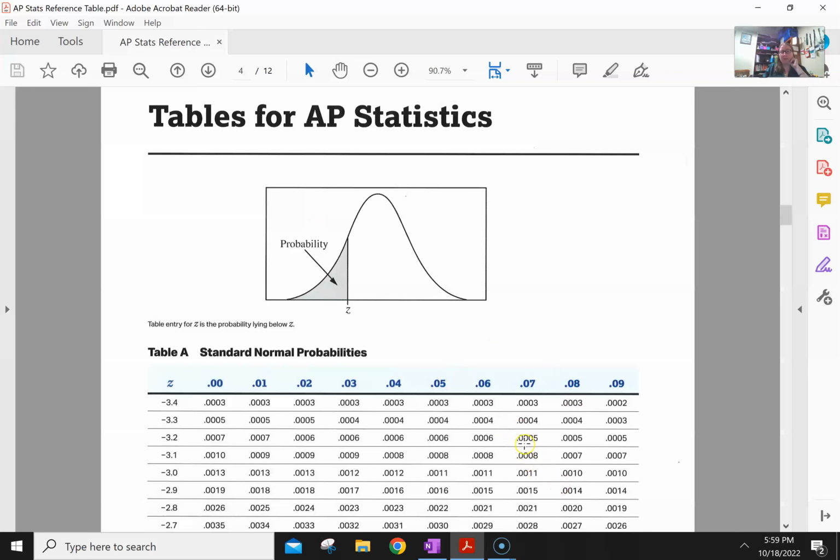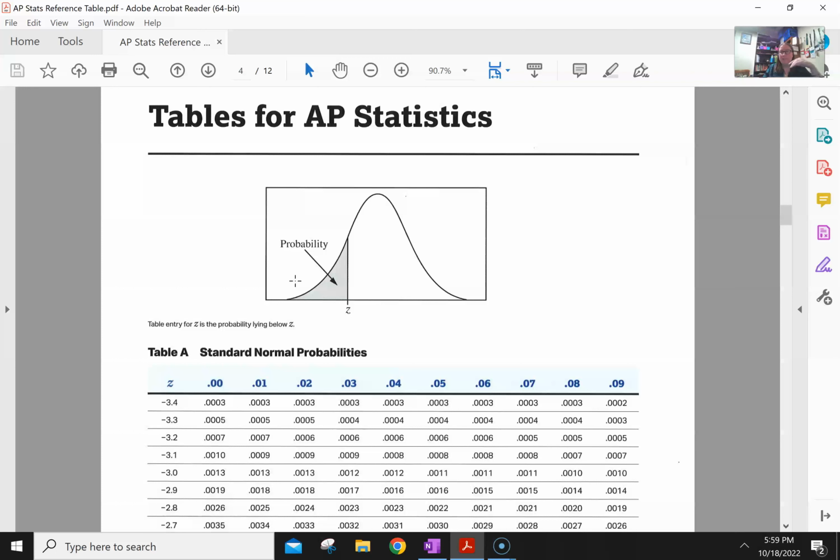And this picture is College Board trying to help you out. Because what they're telling us is, inside our table, we're giving you all the possible values for the shaded area. So everything in the table is done assuming you shaded to the left. So they put that picture up there to help you remember.